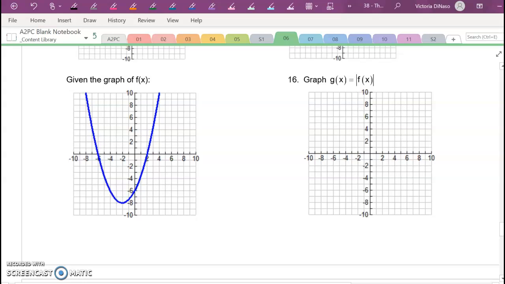So the last part of section 38 is taking any ordinary function and creating the absolute value of that function. If you notice, we have this graph of f of x, which is a parabola, okay? We want to take the absolute value of that parabola. We don't know anything about the function, if it's x squared plus something plus something. We don't know what that is.